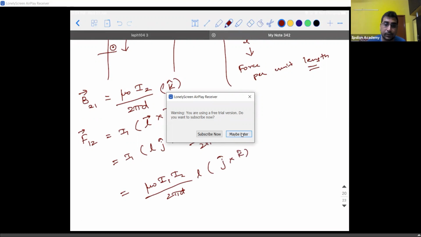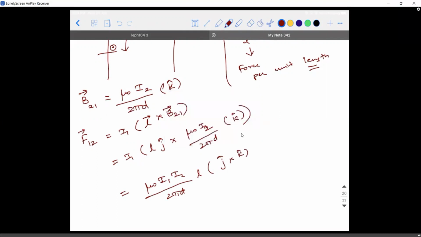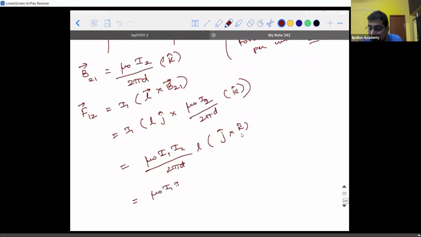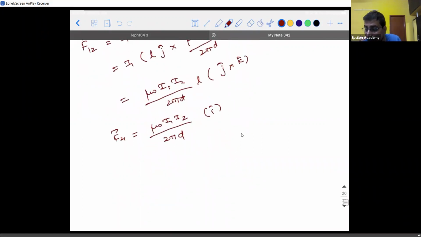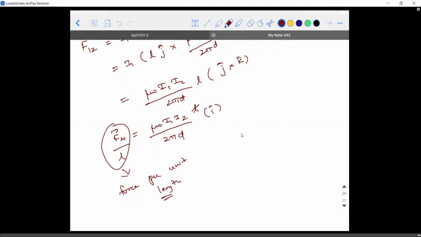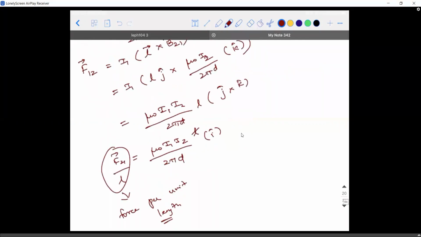What is the answer, guys? I cap. This is I cap. So mu naught I1 I2 divided by 2 pi d into I cap is F21 vector. You have an L here. This L will come this side, and this will be the final answer. This is also force per unit length. F12 vector, sir, or F21, sir? F12, sorry.